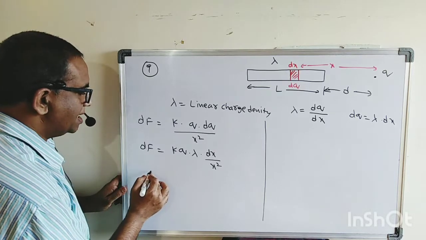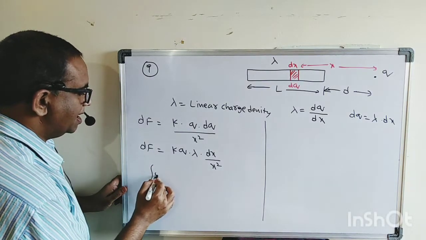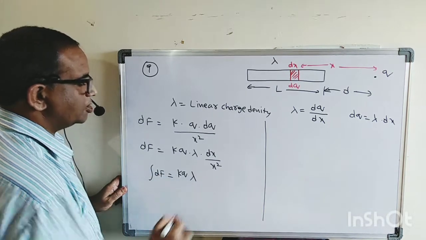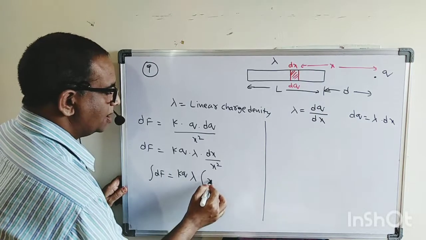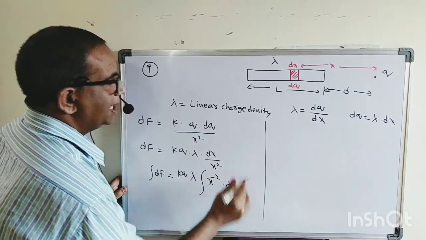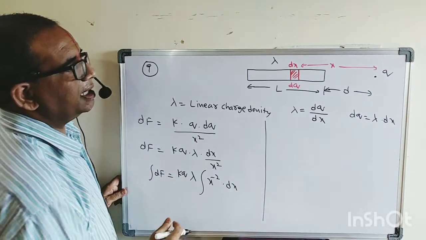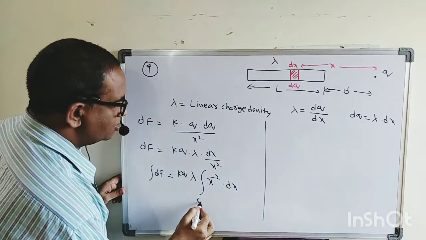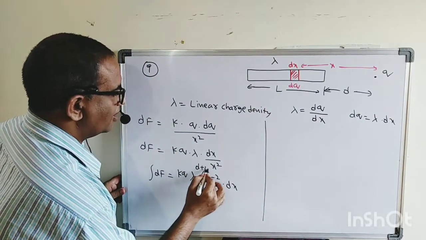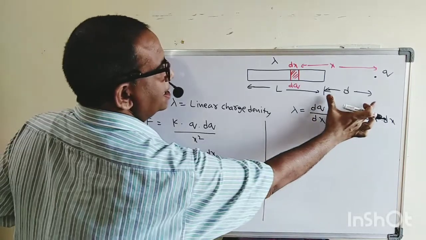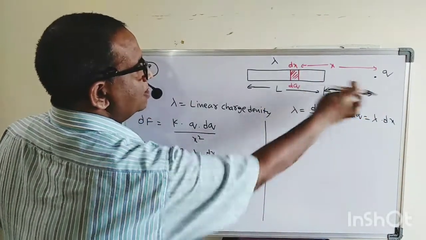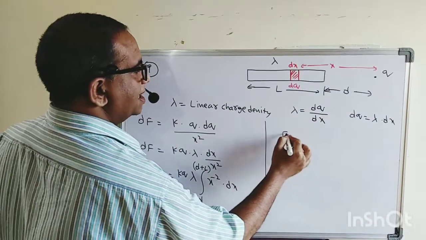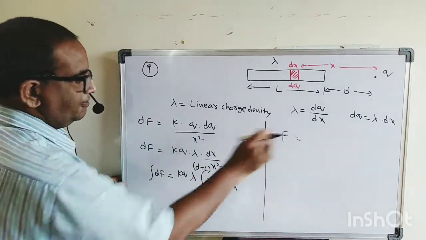Then let us integrate this on both sides. The integral of dF is equal to kq lambda, which we can bring outside, times the integral of x to the power of minus 2 dx. From where to where do we have to integrate? It is changing from D to D plus L. The length is D, and from here to here it is D plus L. The integral of dF is nothing but F.